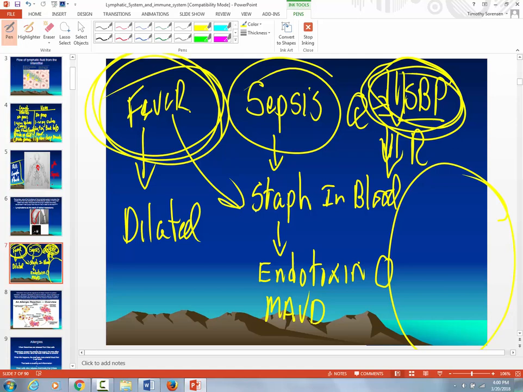Now, listen up, because this is true. Endotoxin is inside the bacteria. Exotoxin is outside on the cell wall of the bacteria. So when you start killing bacteria, what do they release even more of?